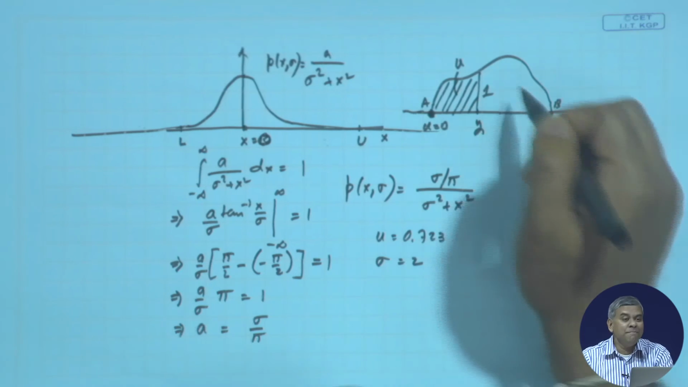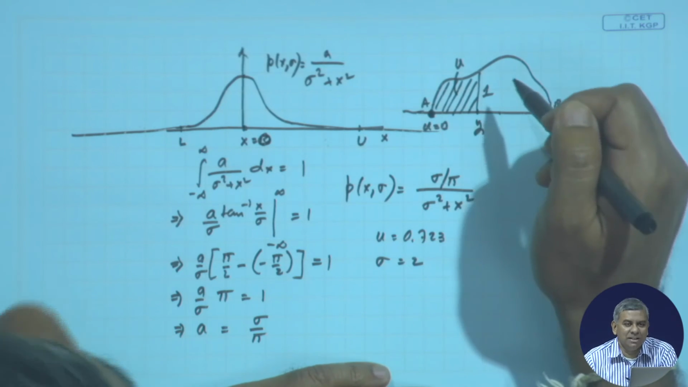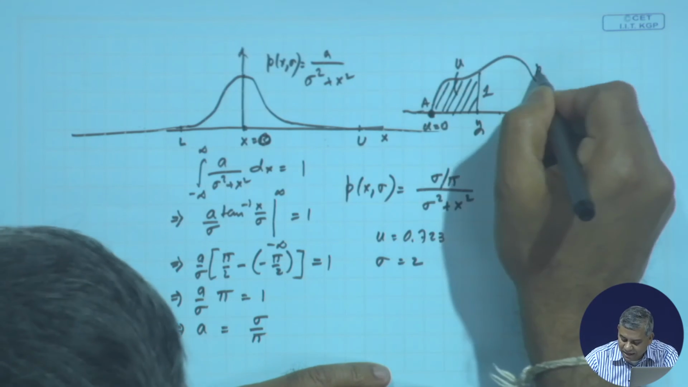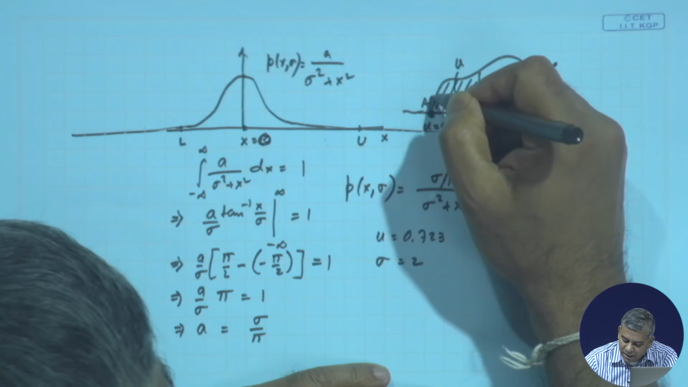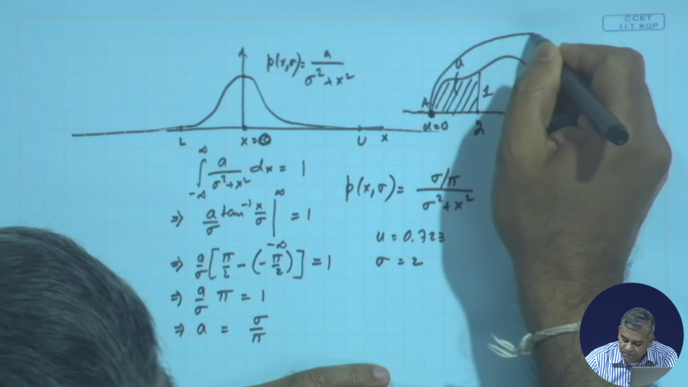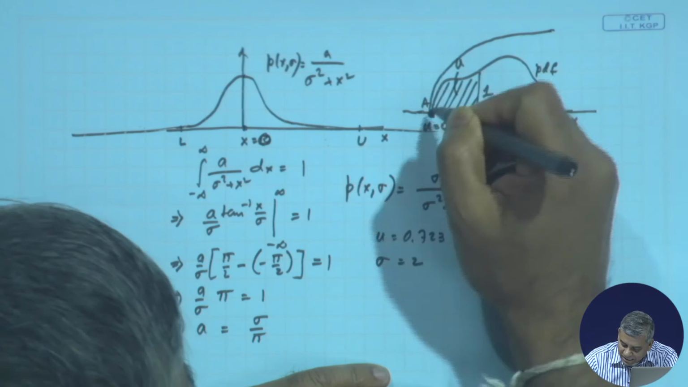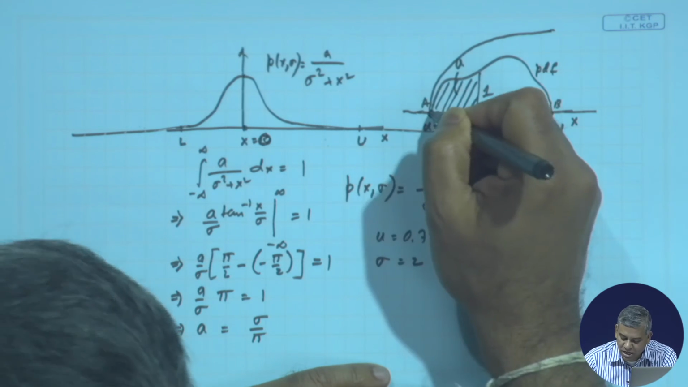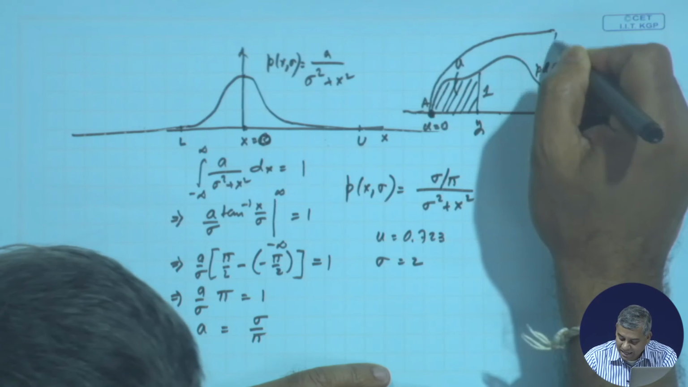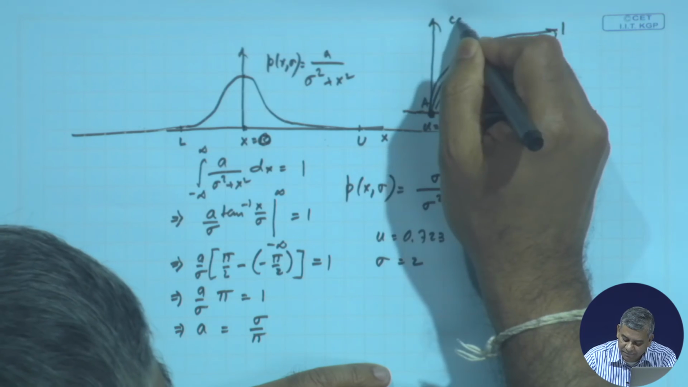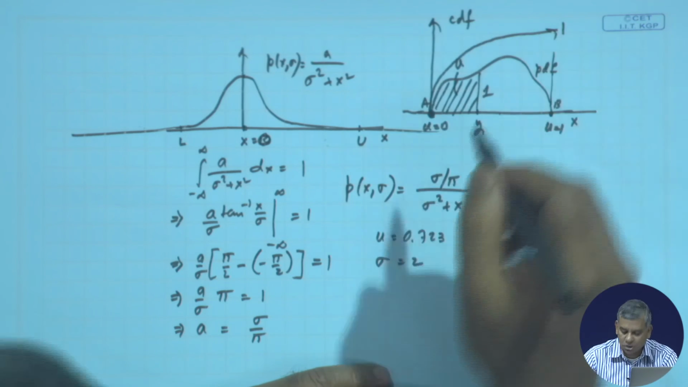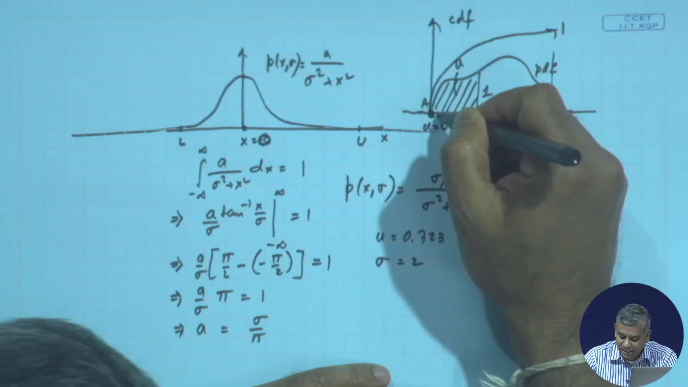So another name for doing this is cumulative probability. This is called the PDF, probability distribution function. You can also now draw a cumulative distribution function, and it's a monotonic function. It starts at 0 at A and ends at 1 at B. So this is called the CDF, cumulative distribution function.